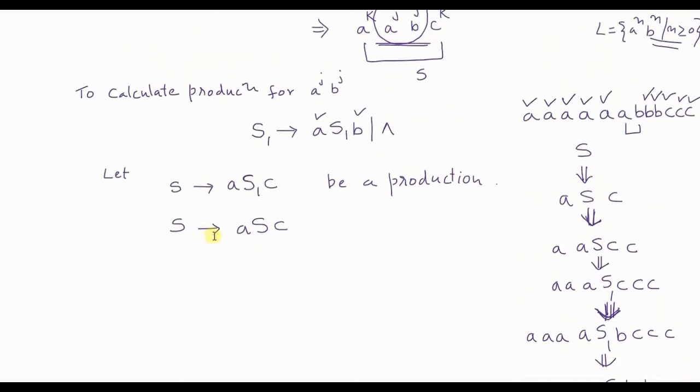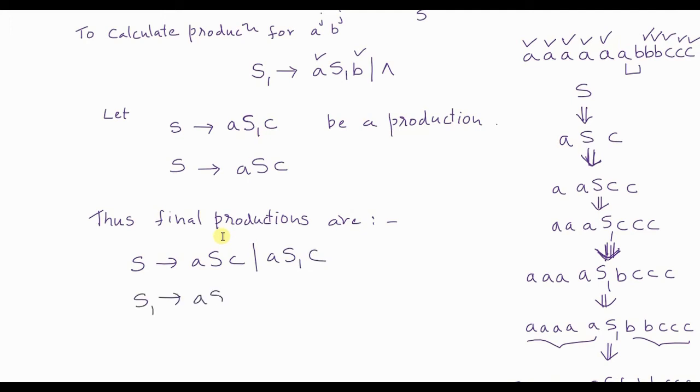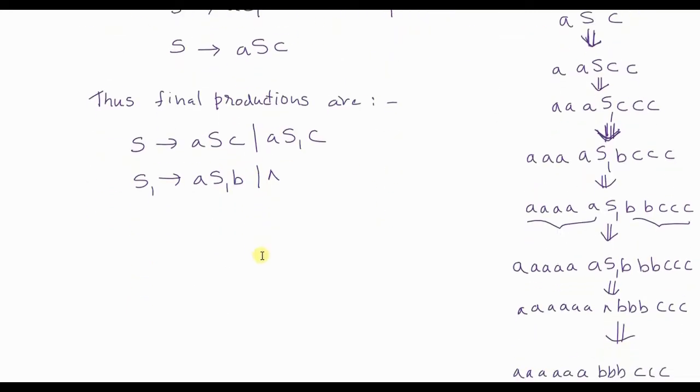Okay, so finally what I say, thus the final productions are: S gives ASC or AS1C, and S1 gives AS1B or none.